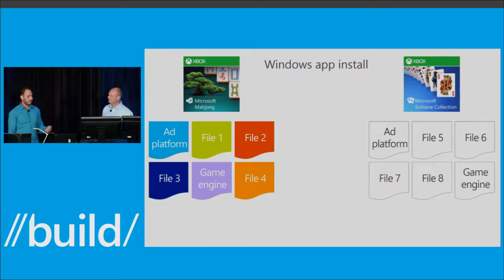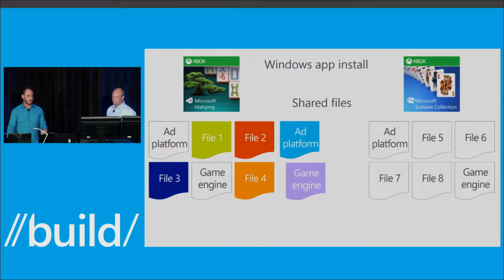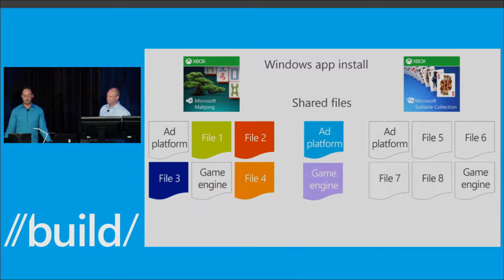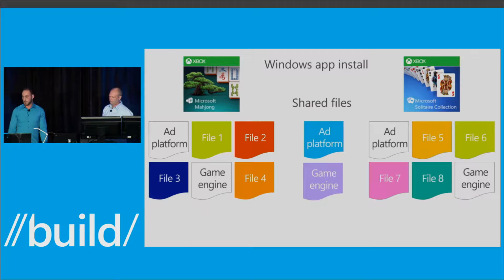Then I want to download Solitaire. So we notice, hey, Solitaire has an ad platform and the same game engine as well. So instead of downloading those files again, let's create a shared copy that can be used between those 2 apps. Finally, we download the rest of the files.